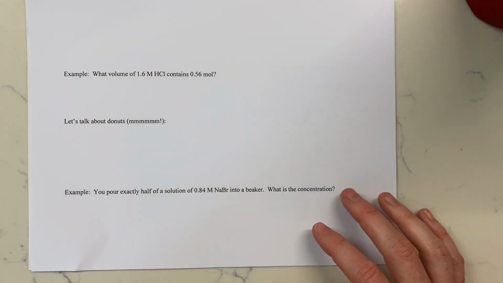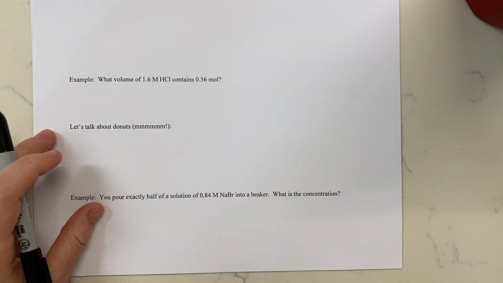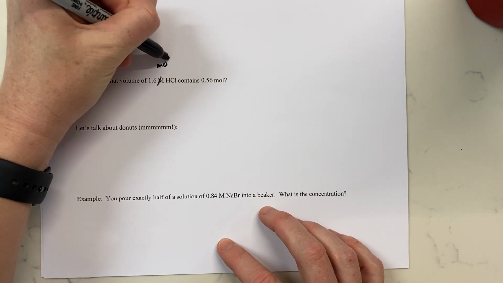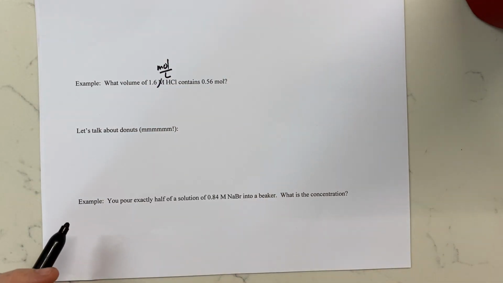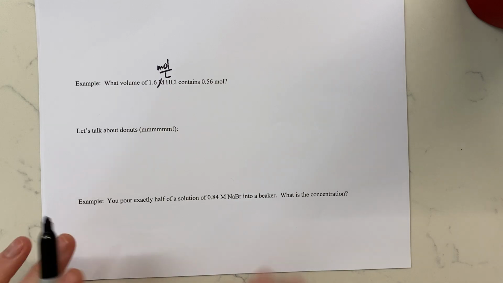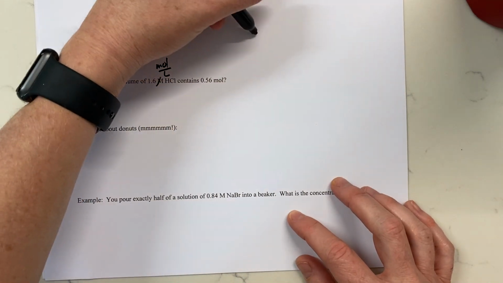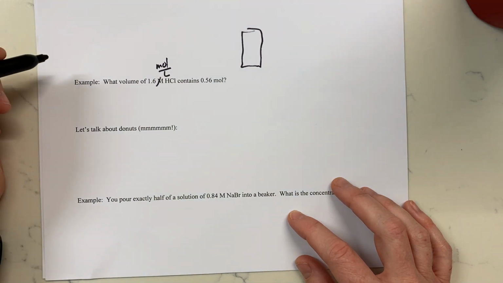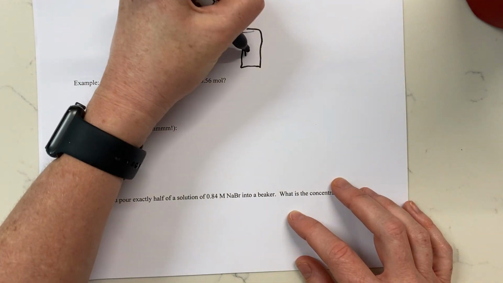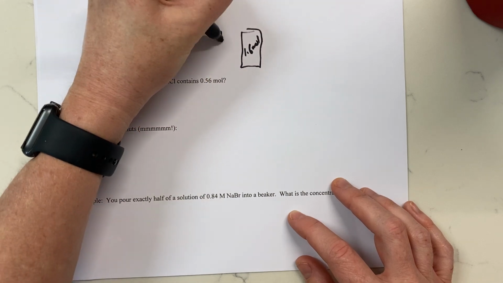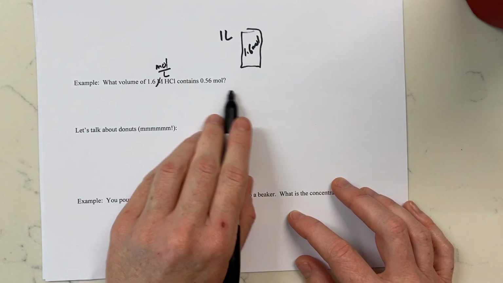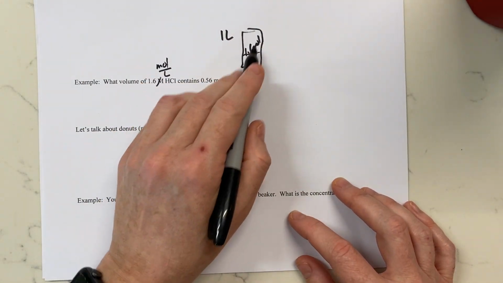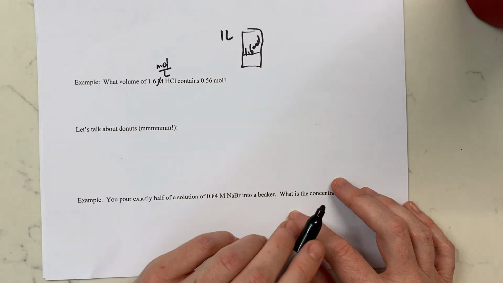Okay, let's kind of go backwards a little bit. Now it says what volume of 1.6 mole per liter HCl contains 0.56 moles. Well, let's talk about it logistically. If you have a liter of a solution of HCl and it's got 1.6 mole in it, the question is how much of this has 0.56 mole? Well, it looks to me like about a third of it would have 0.56 mole, because in this whole liter there's 1.6 mole and we're looking for only 0.56 mole, about a third.